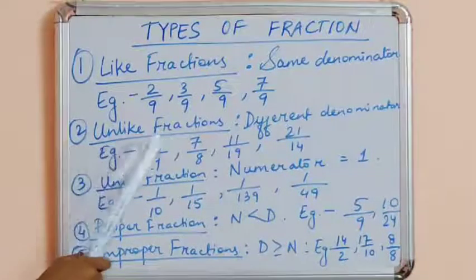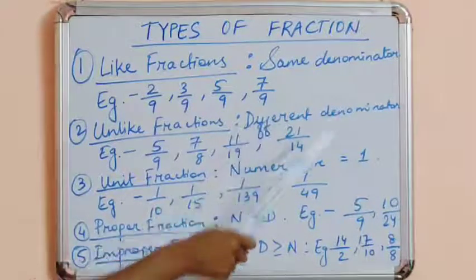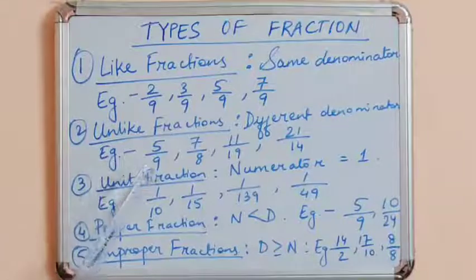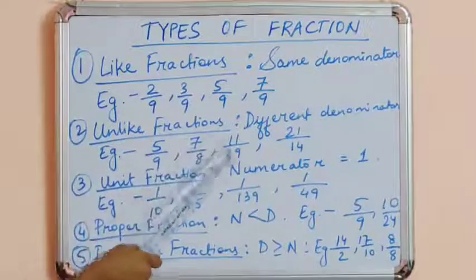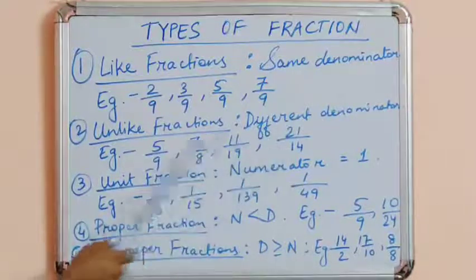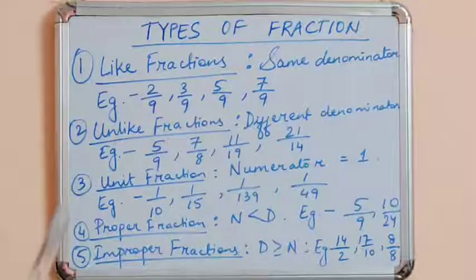Number 2, unlike fractions. Unlike fractions are the fractions having different denominators. As you can look at the examples given here, 5 by 9, 7 by 8, 11 by 19, 21 by 14. So all the denominators here are different. So they are termed as unlike fractions.